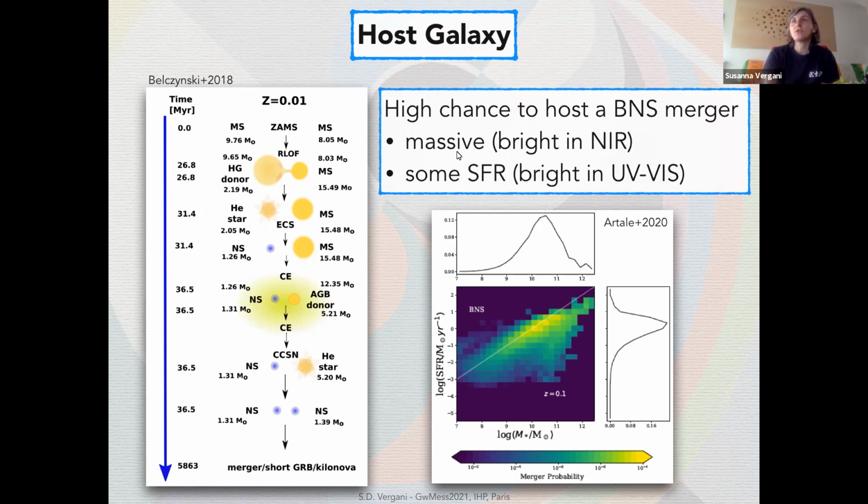And they should have some star formation rate, which from an observational point of view means that they are bright in the UV visible, okay? So my opinion is really to go for massive and then put some weight on the star formation rate. Why? Because from the experience of gamma ray bursts, the host galaxies of short gamma ray bursts are for sure all massive. And some of them have some star formation rate, but others have very poor star formation rate. So please focus on massive for sure.